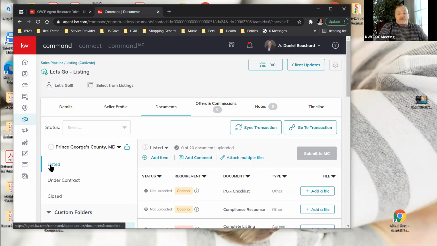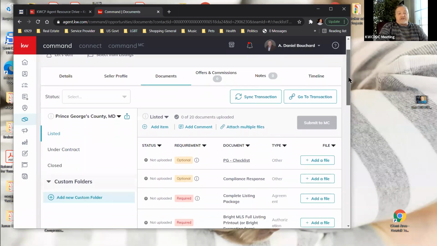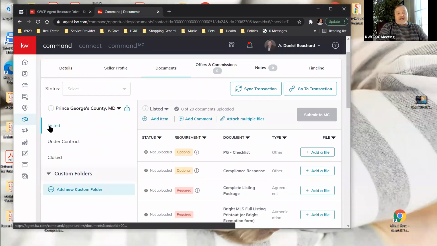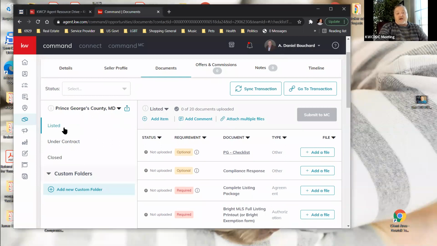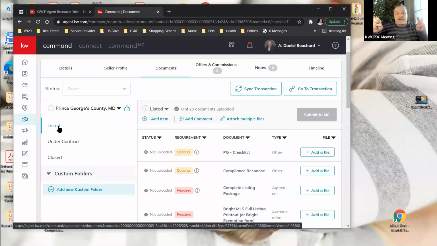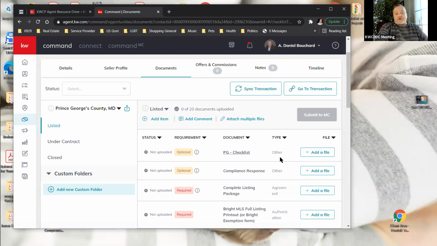Next, we're going into the listing agreement. Because it is a listing, I like to call this first category the agency set of documents. Whether you're in a buyer section or on the listing side, this is what we commonly refer to as your agency relationship with your client. In this case, we're dealing with a seller, so it's going to be the listed side.